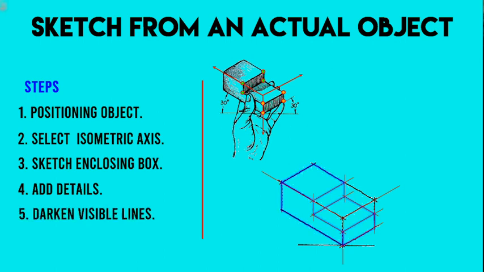And next one is darken visible edges. So, yan yung mga visible edges natin. So, wala naman pong nakalagay na hidden edges or hidden details or natatakpan na edges. So, therefore, it is not necessary for us to put hidden lines.